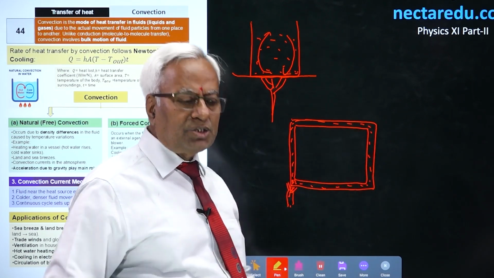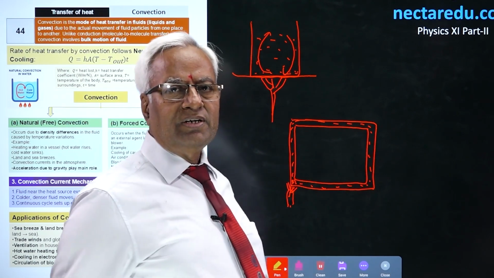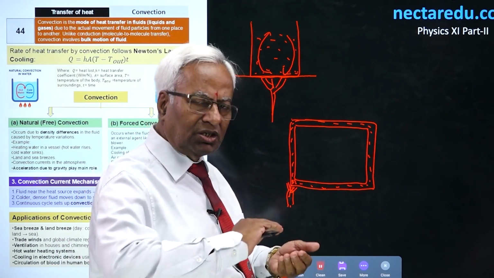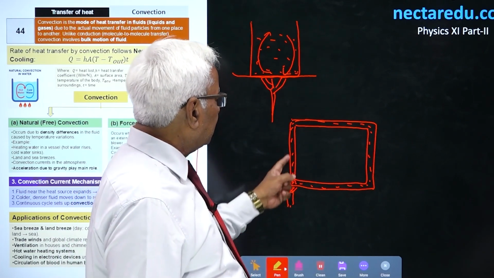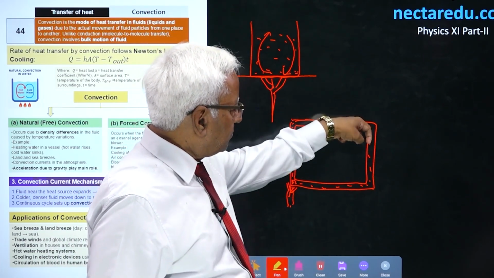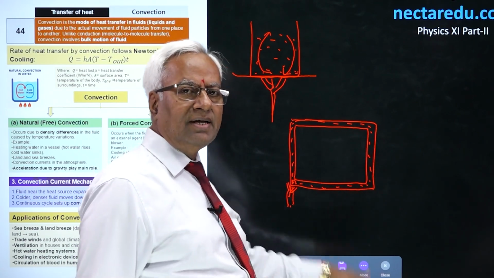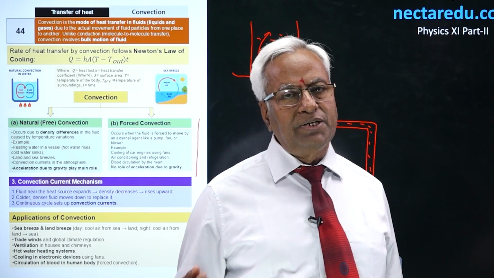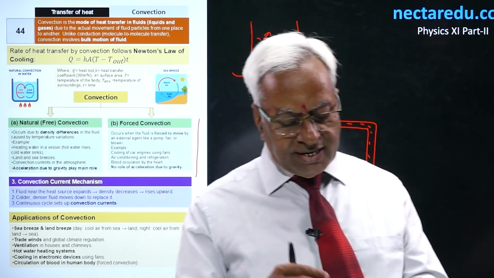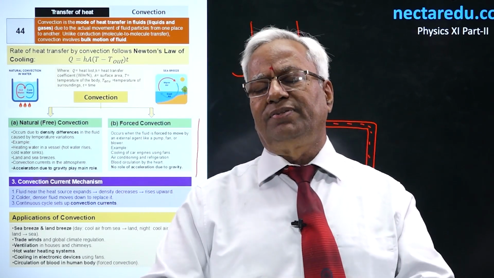That means it is made to flow. It is left in such a position that it can't go its own way. You have given the path to this hot liquid to go down, to move horizontally. This is what we call forced convection. Forced convection means the liquid is made to flow in the desired direction.